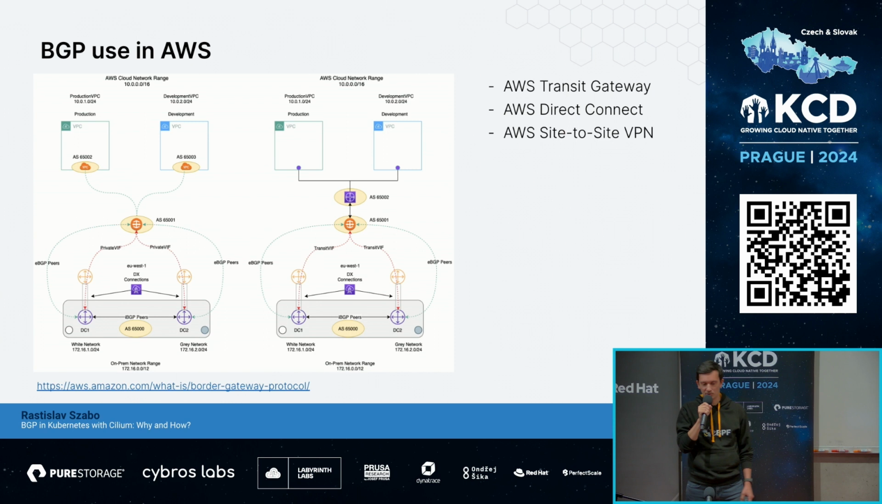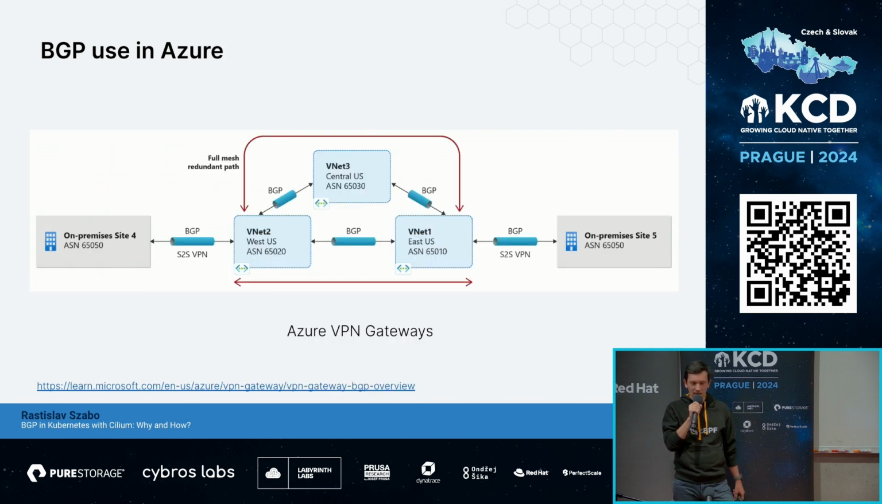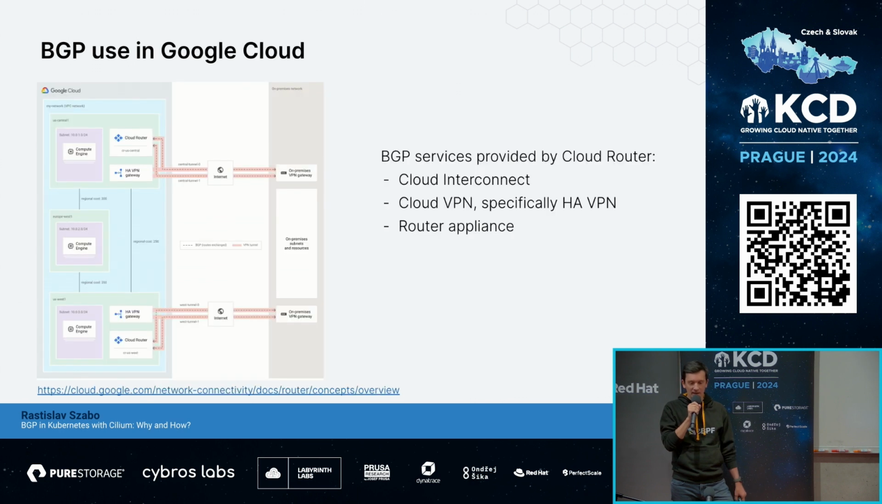Basically, if you need to interconnect your cloud infrastructure with some on-premises infrastructure, then BGP can be helpful in case that you want to have a redundant setup. Similarly, in Azure, there is BGP support on the Azure VPN gateways. Again, if you need to interconnect your on-premises sites with cloud infrastructure, then you can use BGP to build fault-tolerant setups. And again, similarly, in Google Cloud, you can use BGP on Cloud Router, again to interconnect between the cloud and on-prem.